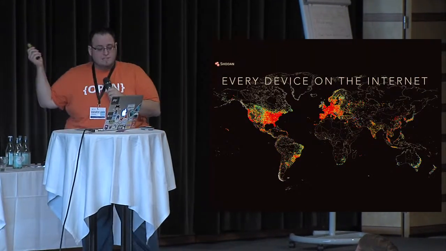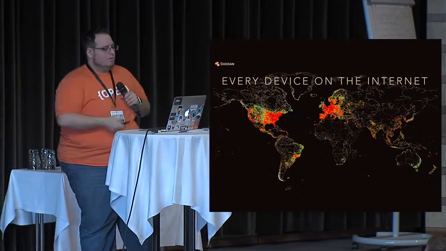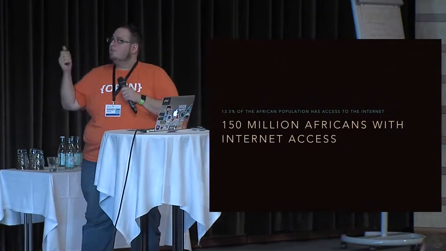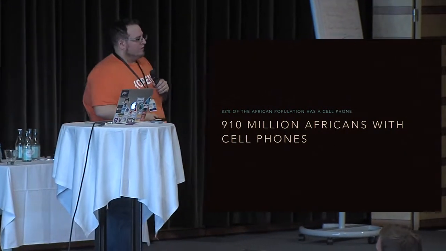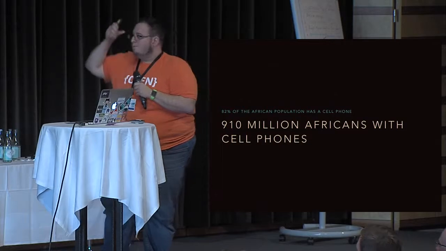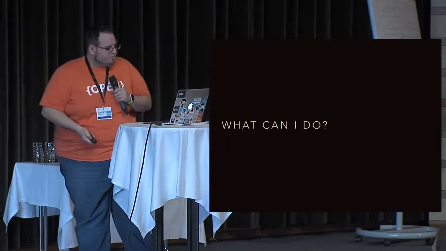So this is every device on the internet. 13.5% of the African population has access to the internet. It's 150 million people. But 82% of them have cell phones. 910 million Africans with cell phones. All right, so knowing this, what can you do?